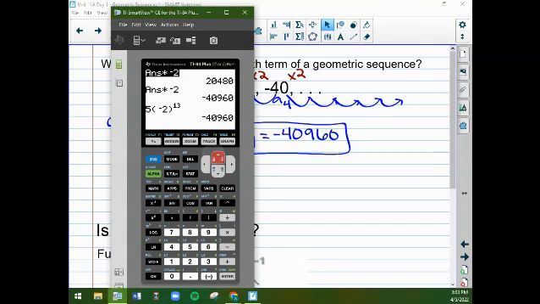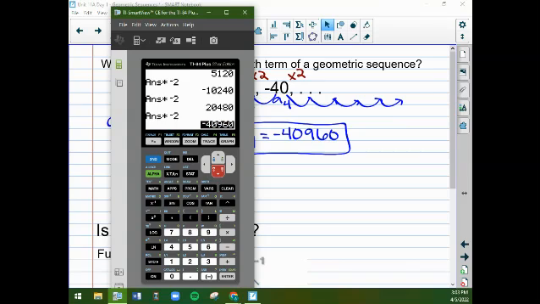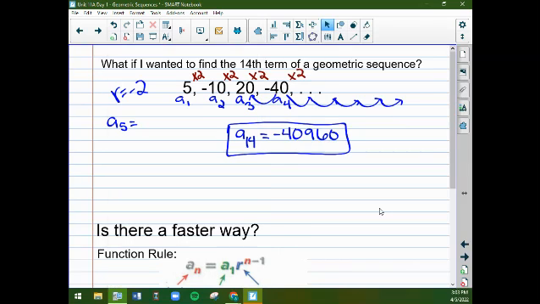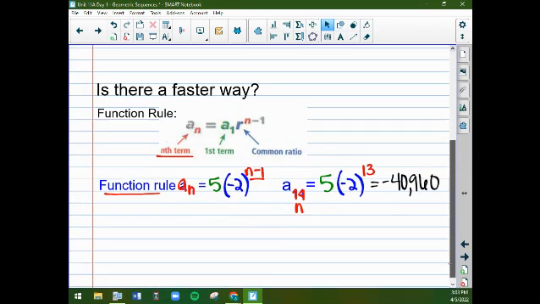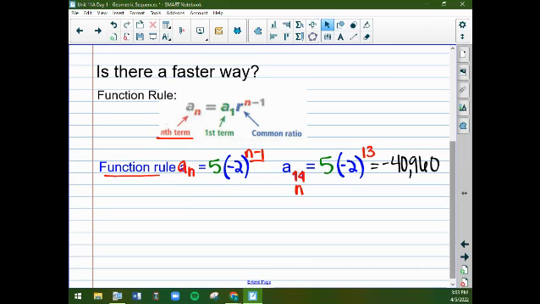Is that where we started in our calculator? I want to go back to -40. Right, oops, no, stop, okay. So right here, that's 4, 5, 6, 7, 8, 9, 10, 11, 12, 13. Okay, I multiplied by 2 13 times, right? So that's why I've got 2 to the power of 13.